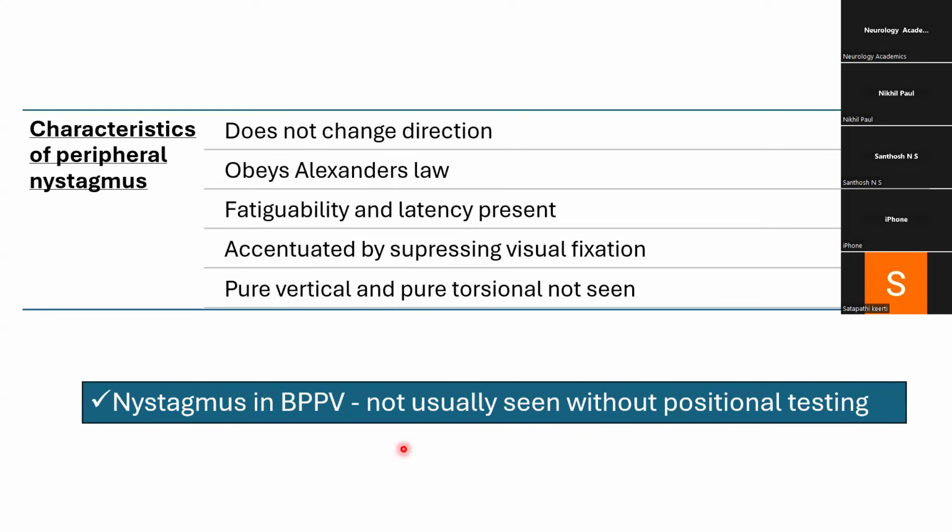So again, to summarize, these are the characteristics of a peripheral nystagmus. It is unidirectional, in contrast to something like a gaze-evoked nystagmus seen in a cerebellar lesion, in which the fast component changes depending on which direction we are looking. In a peripheral nystagmus, it is always unidirectional. It almost always obeys Alexander's law. There is fatigability and latency, and it is accentuated by suppression of visual fixation. And pure vertical and pure torsional nystagmus is not seen in a peripheral cause.